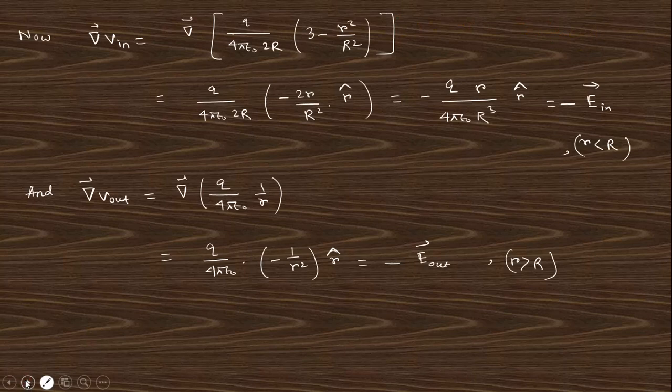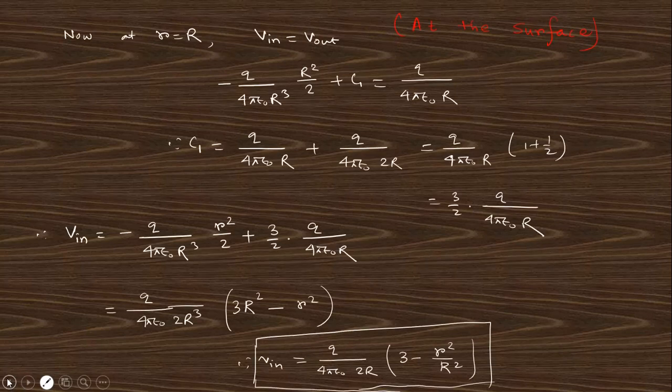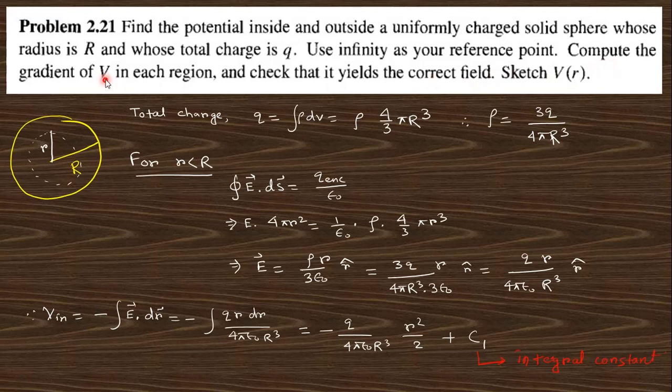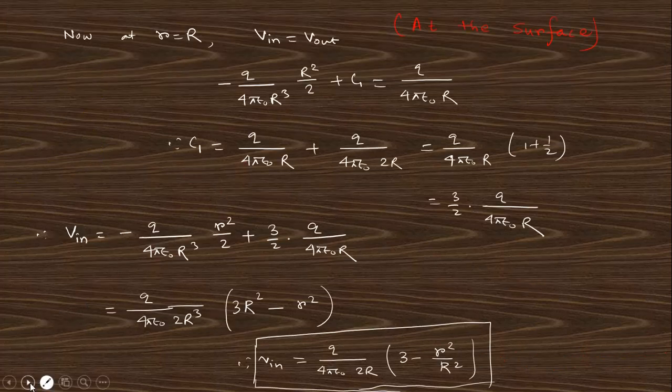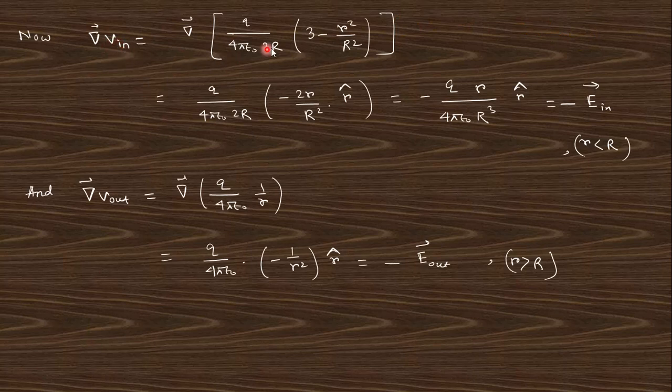Next, we need to compute the gradient of V in each region, check that it gives the correct field, and sketch V of r. So compute the electric field, just the gradient. If you take the gradient of V inside with respect to r, you will get this expression, and for the outside, the gradient gives this expression. So this is the outside electric field and this is the inside electric field.